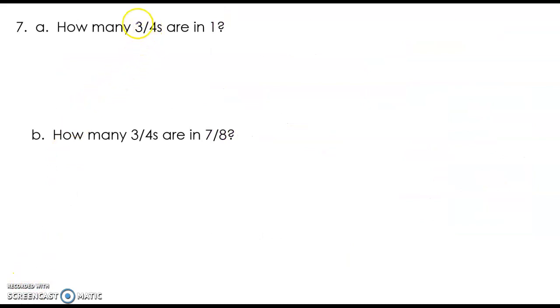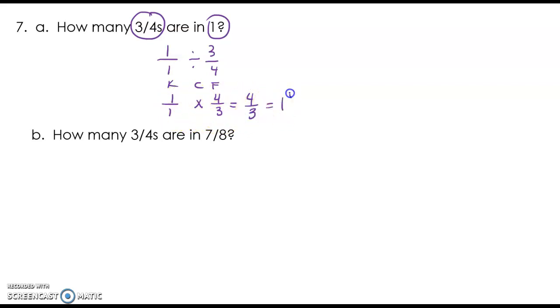Number 7. How many 3/4 are in 1? So we are going to divide 1 by 3/4. We keep change flip. So I keep my 1, I change this to multiply, I flip this one, and I get 1 times 4 is 4, 1 times 3 is 3, which is 1 1/3.